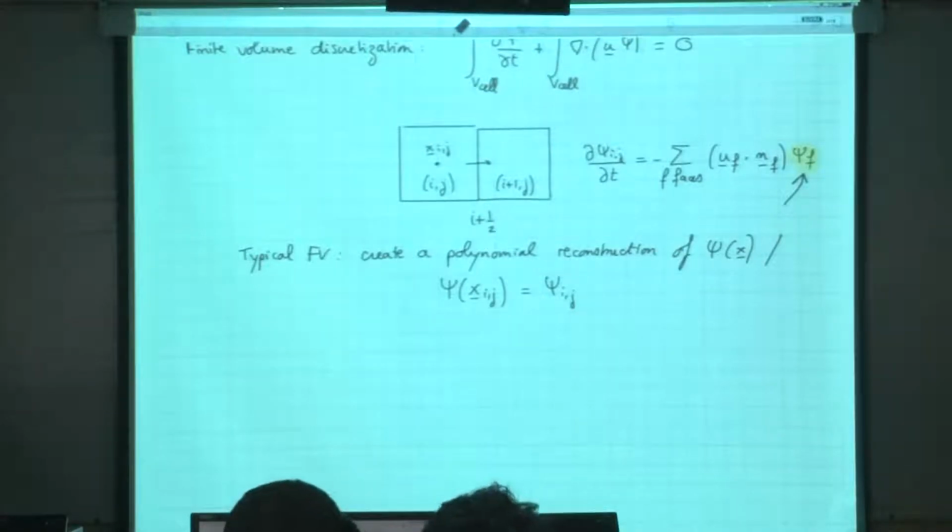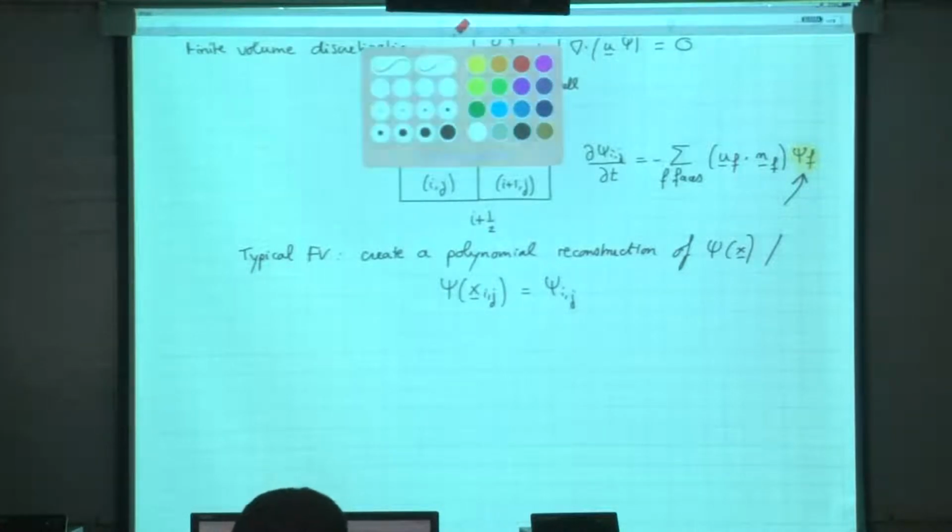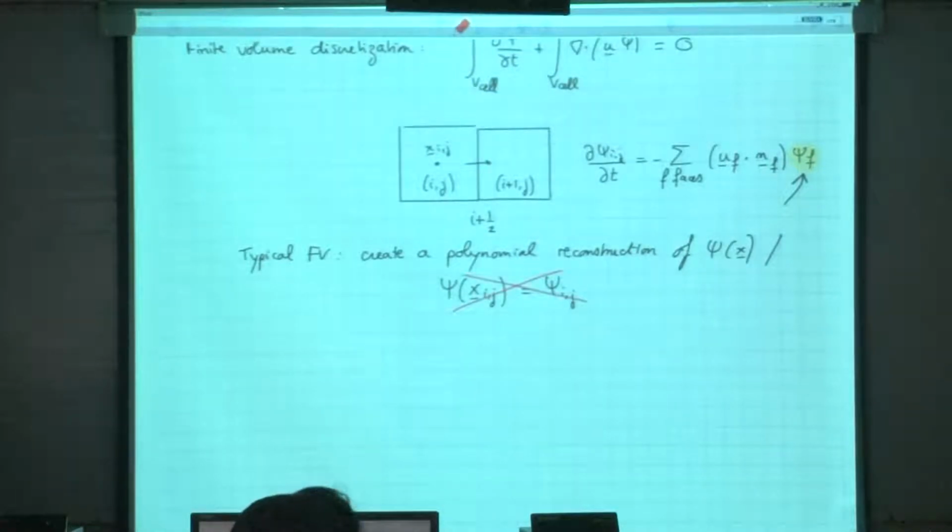So that's your typical approach. That's how you put together a quick scheme, a possible scheme. You just have a polynomial passing through the middle point with the finite volume. But this makes no sense for us. This idea of a pointwise value of volume fraction, of liquid volume fraction, is a meaningless concept.